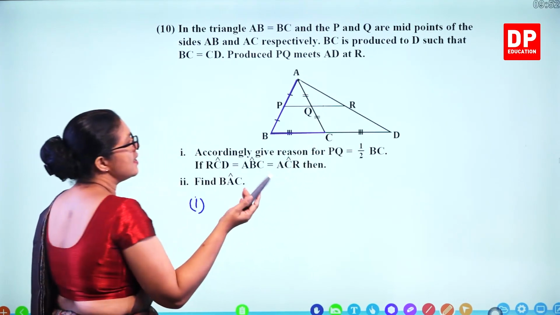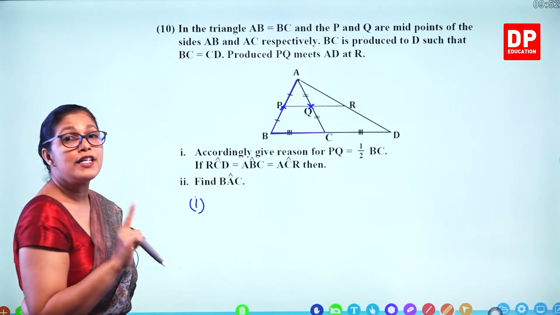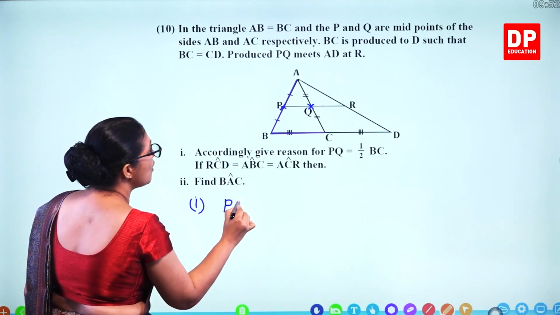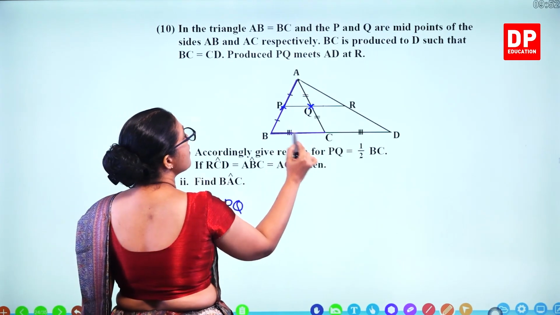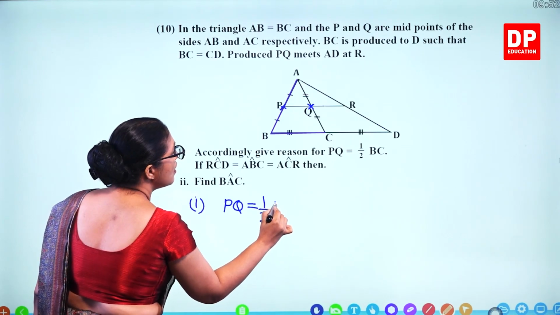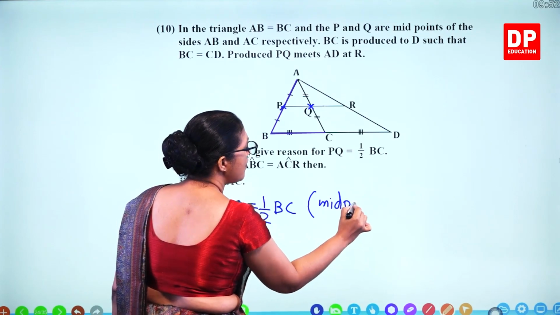PQ is half BC. So, P is the midpoint, Q is the midpoint. So according to midpoint theorem, we can say PQ is parallel to BC as well as PQ is half BC according to midpoint theorem.